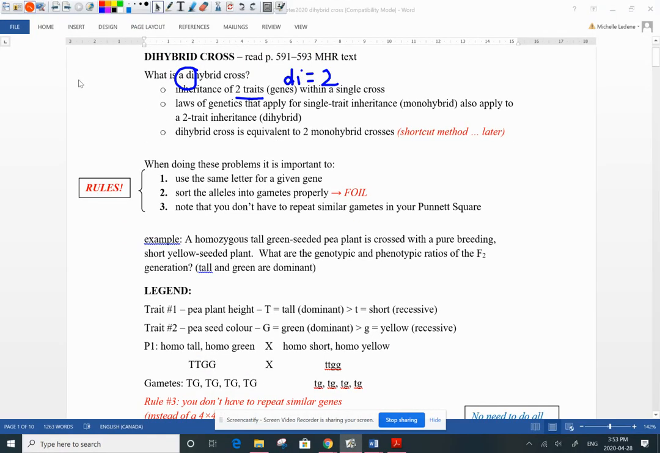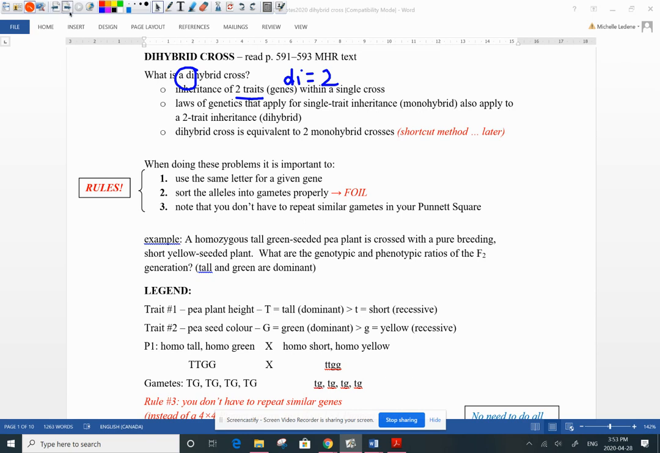And then understand that when I say a dihybrid cross, the word di, that prefix, means two. We're looking at two different traits caused by two different genes within a single cross. The good news is you already know how to do monohybrids, so you also know how to do dihybrids. It's not going to be very much different. It's kind of like two monohybrid crosses, and I'll show you a shortcut method for that later.